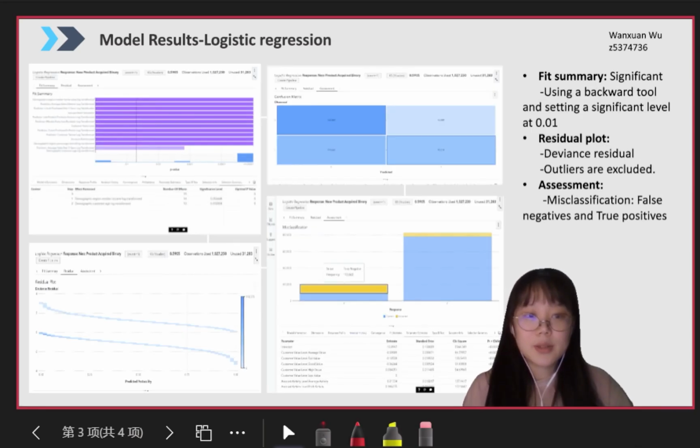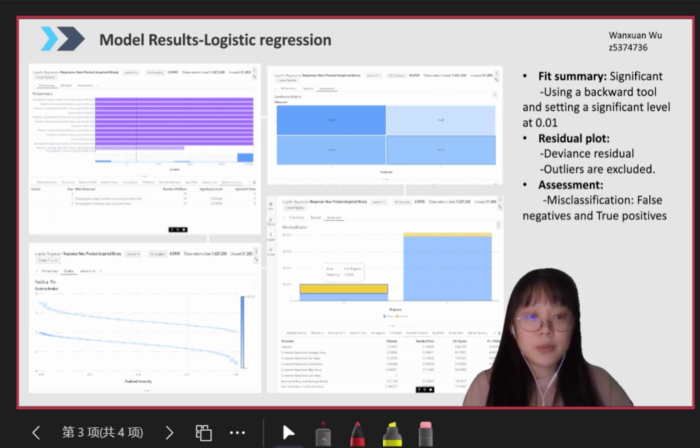And this is our logistic regression model. We do the same for logistic regression, using the backward tool and setting a significance level at 0.01. We can see most variables here are significant. The demographic region median income log transformed and the demographic customer age log transformed variables are excluded.